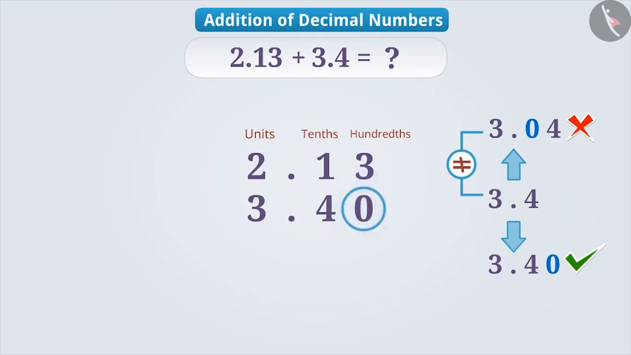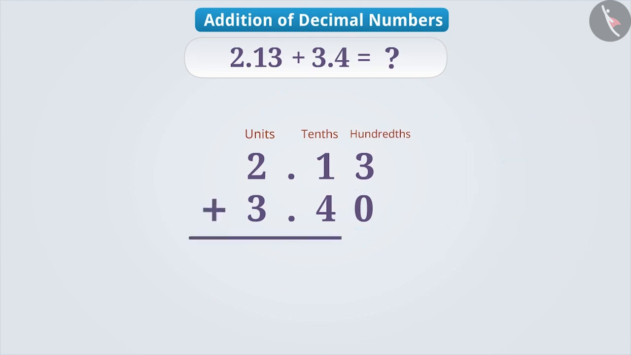Now, we have written the numbers one below the other, and with the help of 0, we have made the number of digits equal after the decimal point. We will add them the same way that we add whole numbers. Here the sum of 3 and 0 is 3, the sum of 1 and 4 is 5, the sum of 2 and 3 is 5. Therefore, the sum of 2.13 and 3.4 is 5.53.